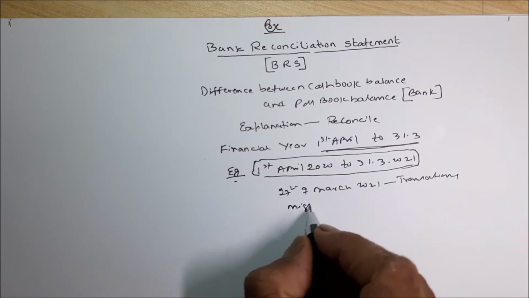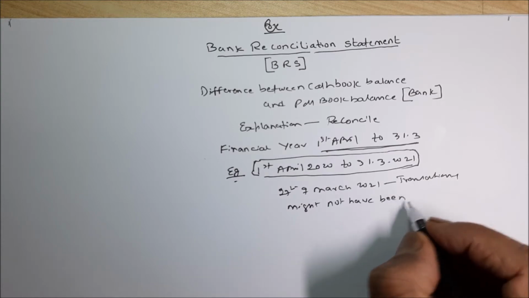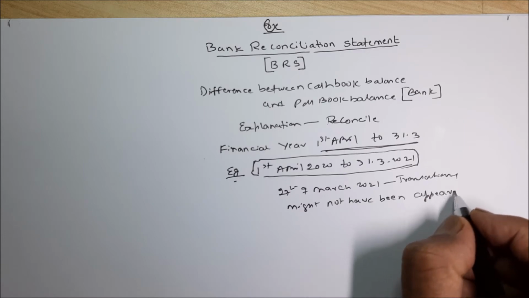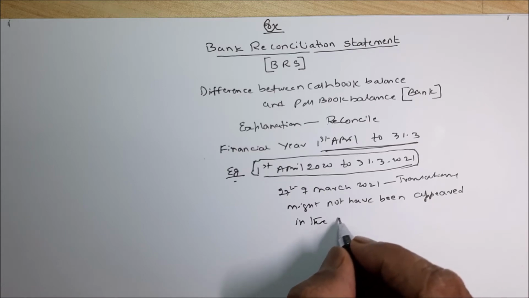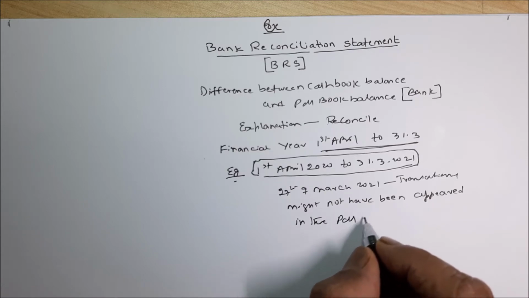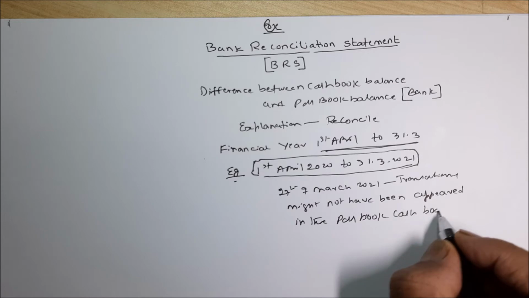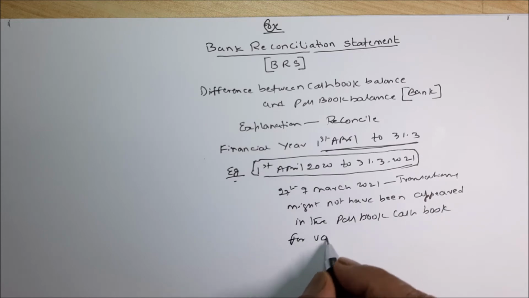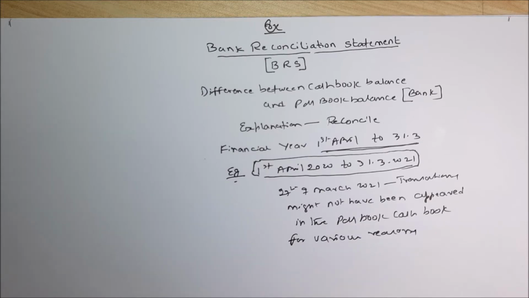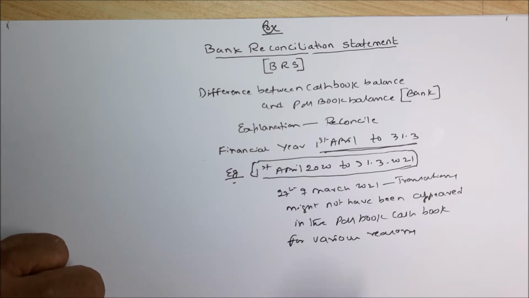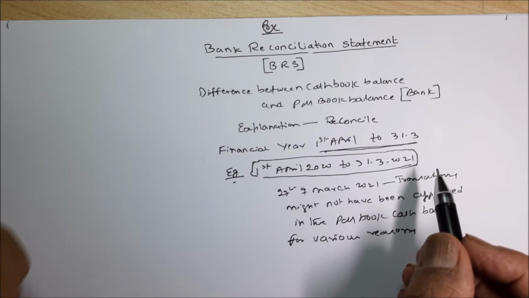might not have appeared in the passbook or cash book for various reasons. Why? Because on 31st March 2021 we are closing. Let me do one small example.